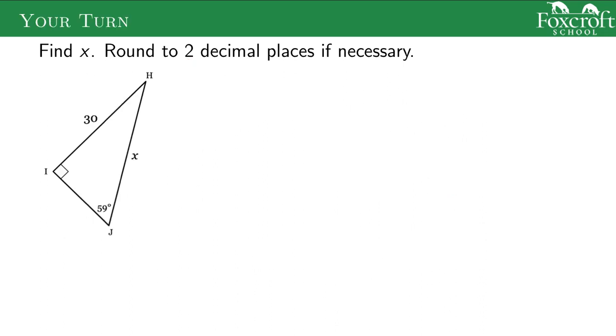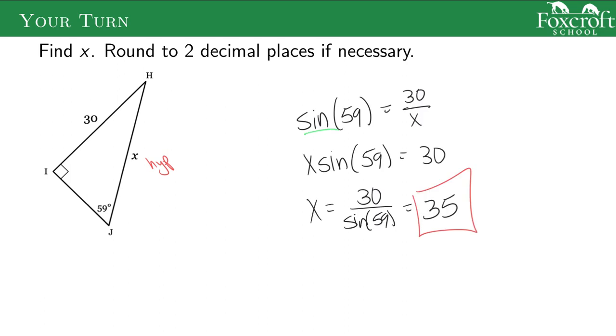All right, so here's one for you to try on your own. Try to find the x in this problem. The answer you get, when you round, is exactly 35.00. All right, this one, we had the opposite side and the hypotenuse, so we use sine again. We didn't do any cosine examples, but if this 30 was here, you basically do the exact same thing with cosine instead of sine.